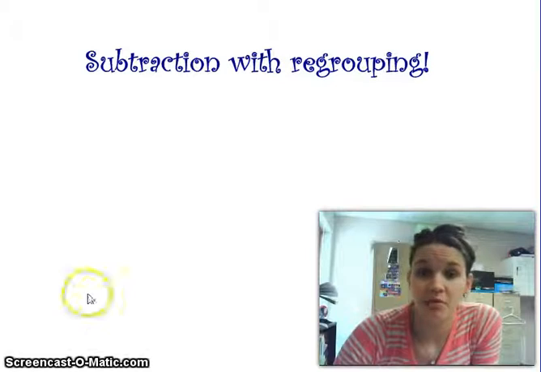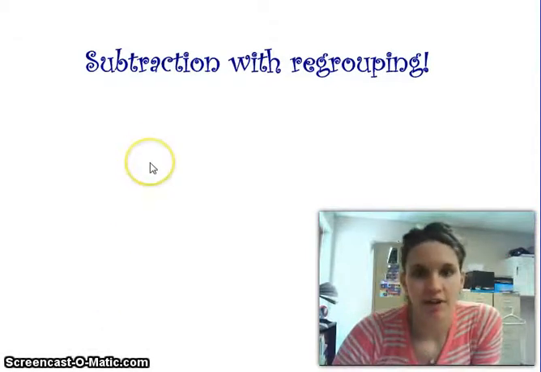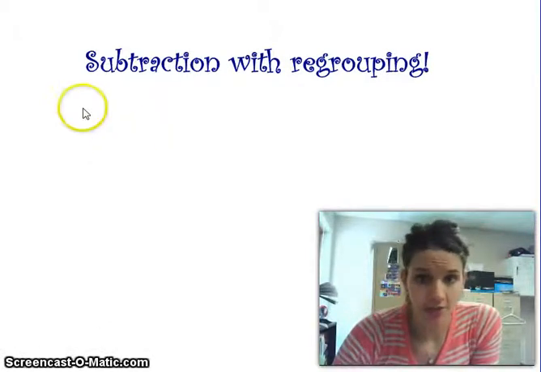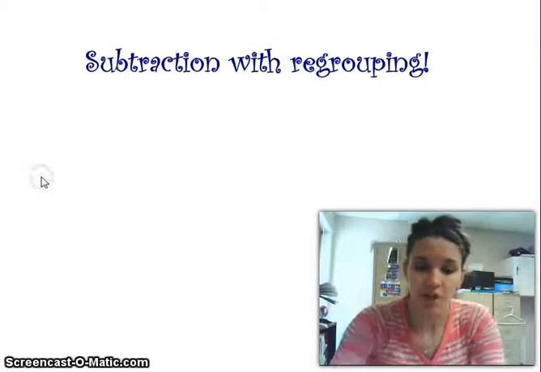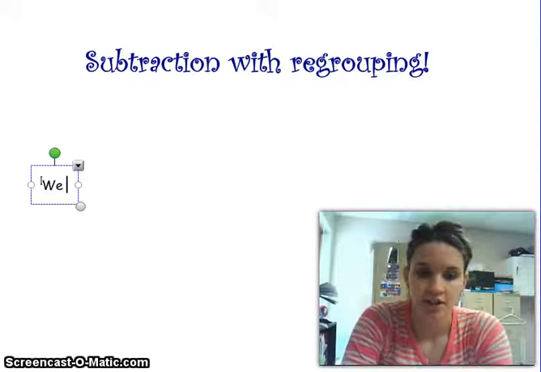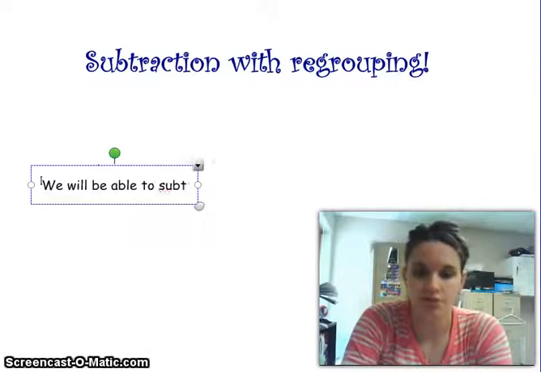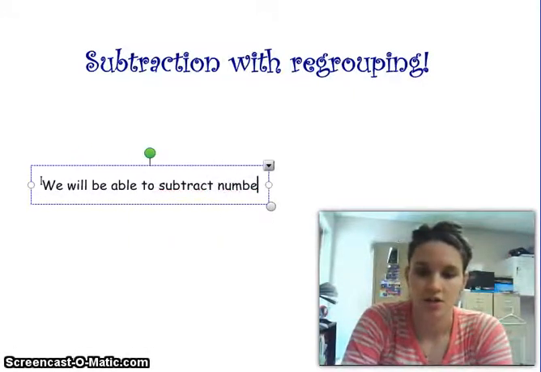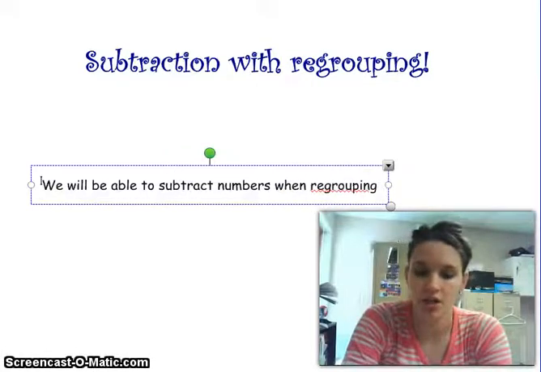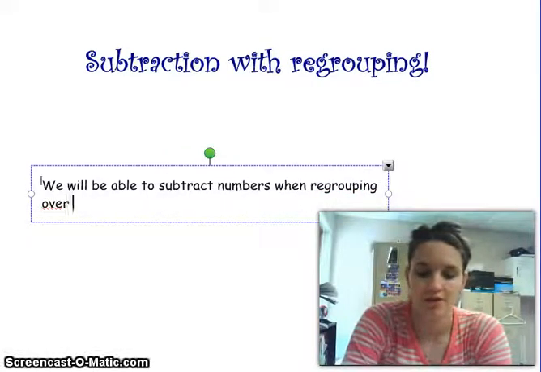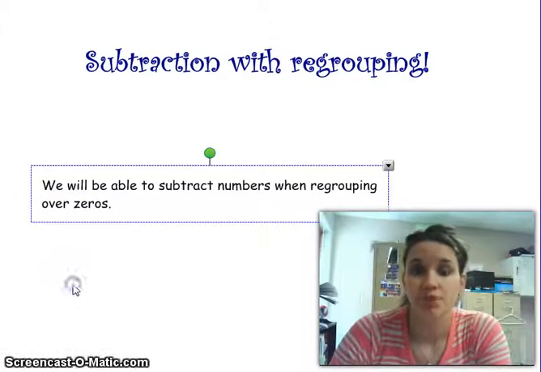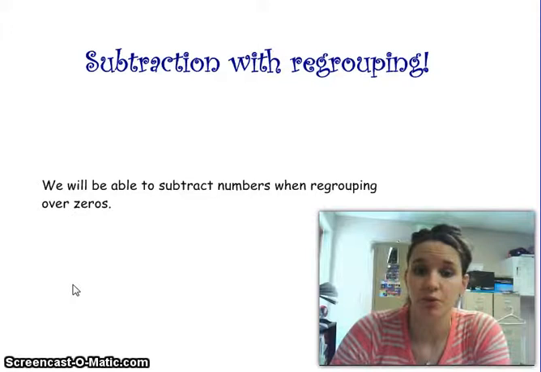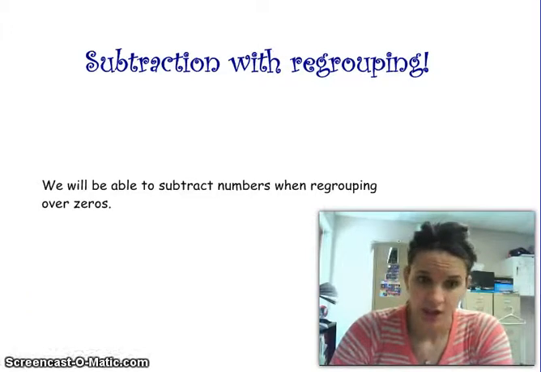We're going to be focusing on subtraction with regrouping. I know this might sound like something you've done a lot in the past, but today we're going to make it a little bit more difficult, and for those of you that get it, it'll be a nice review. So the goal for today is that we will be able to subtract numbers when regrouping over zeros. So we're going to be doing not only some basic subtraction with regrouping, but we're going to have to regroup more than once. All right, let's get started.